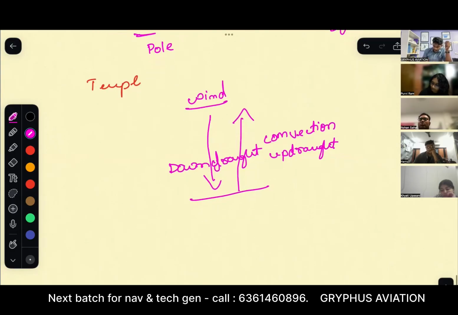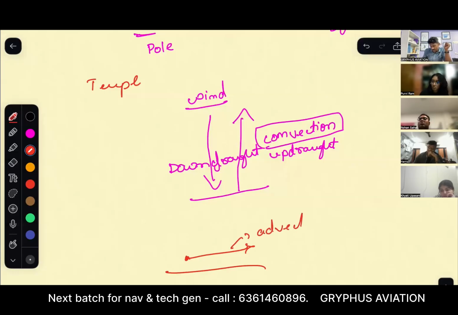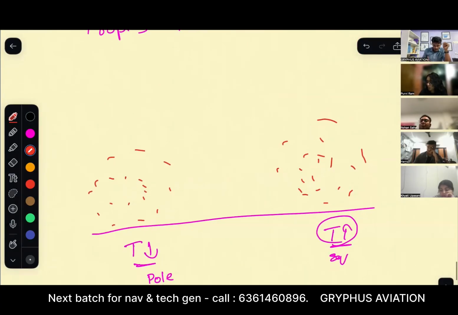Now, this word is important. On the ground, if the wind is moving from one place to another place horizontally, this horizontal wind movement is called advection. For example, vertical movement is convection, horizontal movement is called advection. Now, why air will move vertically, why air will move horizontally, that we will see in this. That's the reason why I'm taking this.